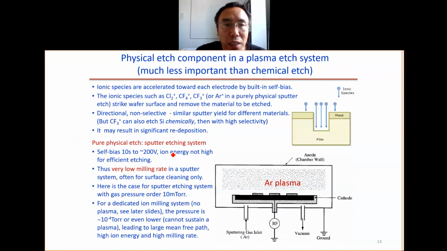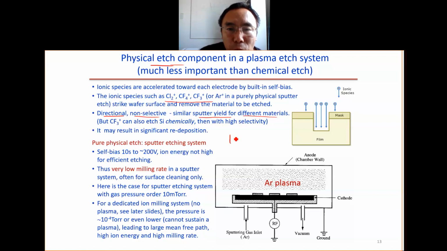So we have finished talking about the chemical etching. Now let's look at the physical etching. The physical etching is the ion bombardment. So we have the ions. We have those many ions in the plasma. They will bombard the surface. As a result, it is directional and non-selective, because the sputter yields for different materials are similar.